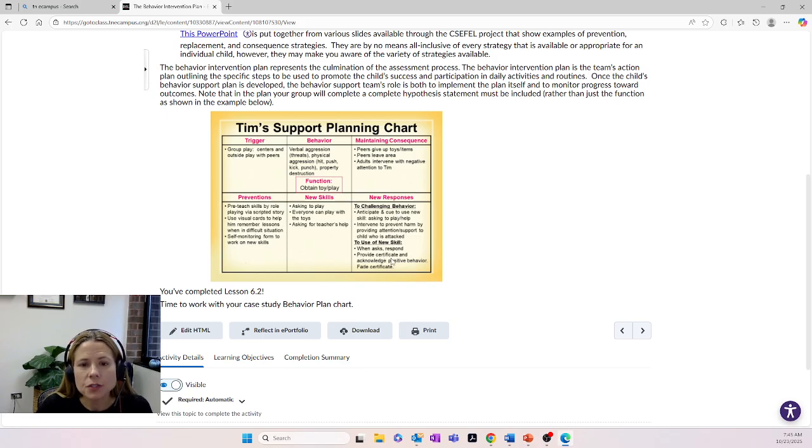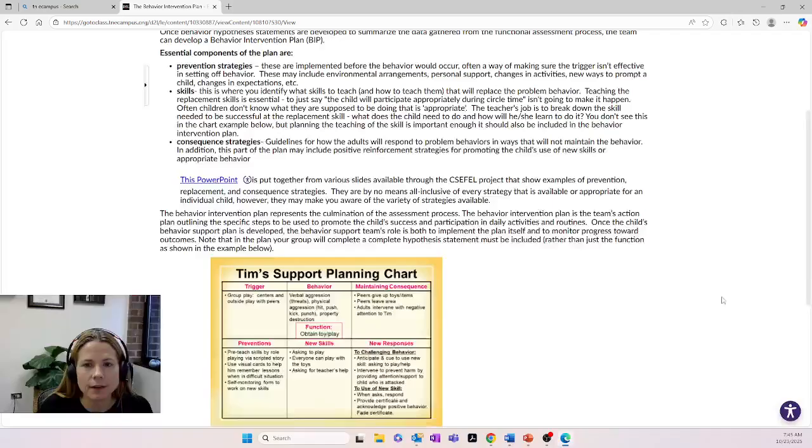And then whenever Tim's doing the great things that we're teaching him, how are we going to respond? Right? What are you going to do? Acknowledge him, give him a positive behavior certificate. We're going to celebrate that he's doing better, right? So that's what we would put there.